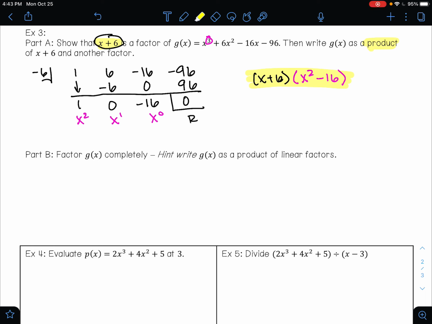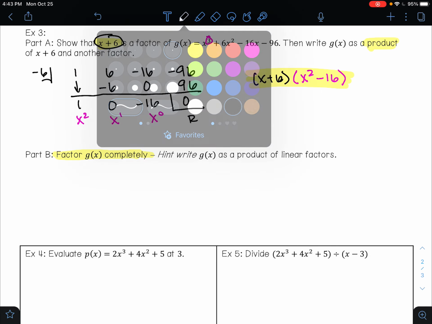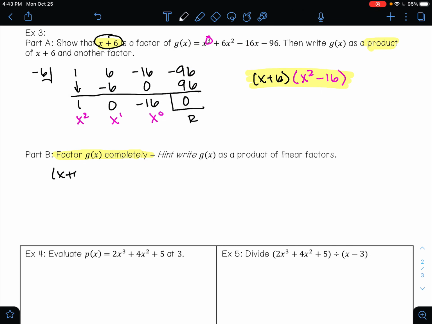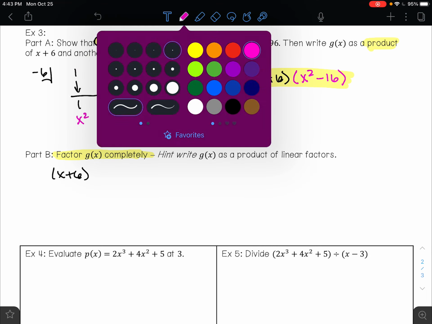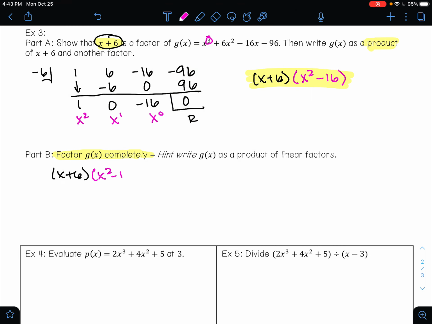Part B says factor g of x completely. Hint, write g of x as a product of linear factors. So right now my factors are x plus 6 times x squared minus 16. Now you may recall that x squared minus 16 is a difference of two squares.